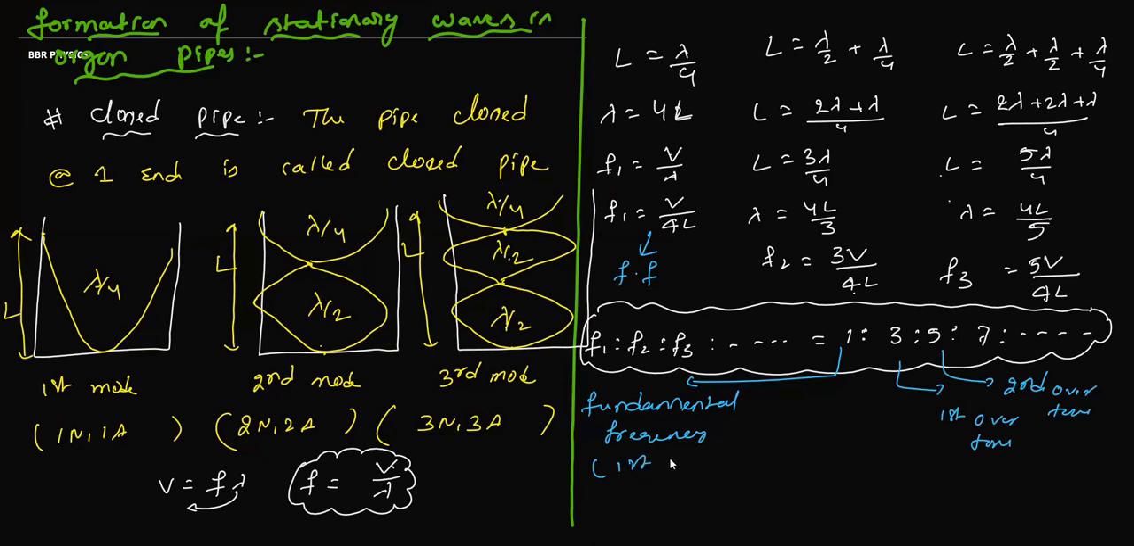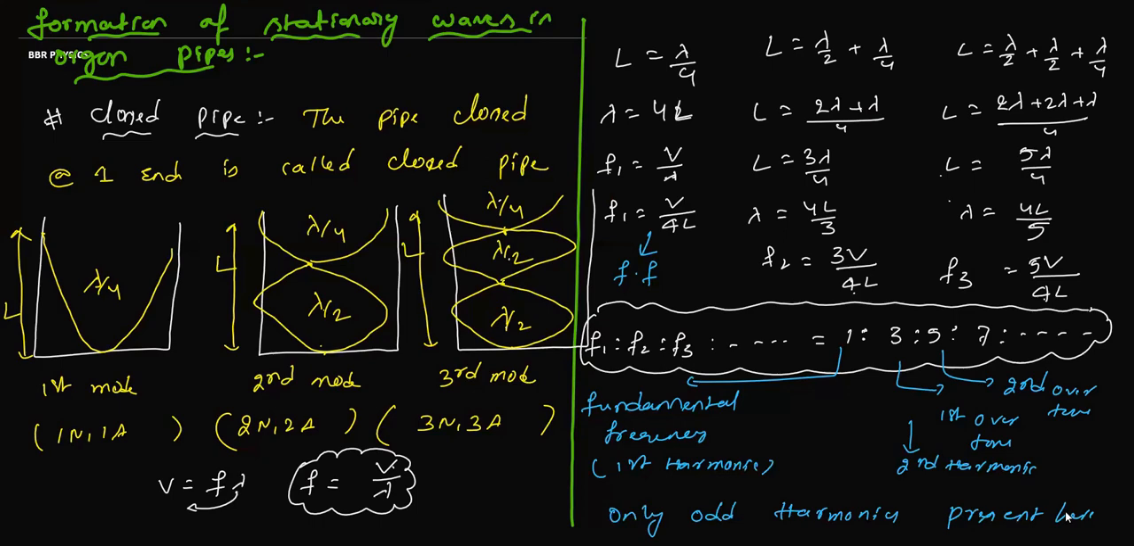This is the first harmonic. The first harmonic value is V by 4L. This is called the second harmonic. The second harmonic value, F2, equal to 3V by 4L. If you observe, 1 is to 3 is to 5 is to 7, these are nothing but harmonics. And which type of harmonics are present here? 1, 3, 5, 7, which means only odd harmonics are present here.